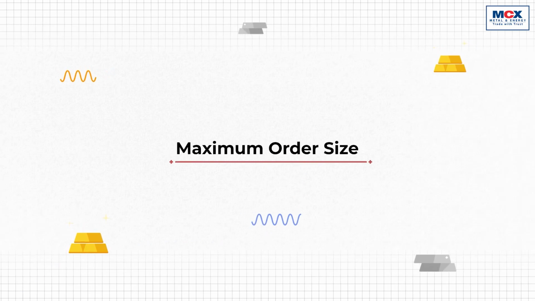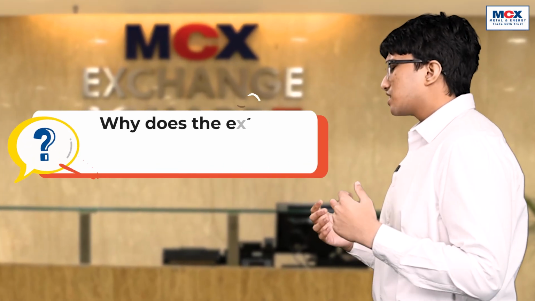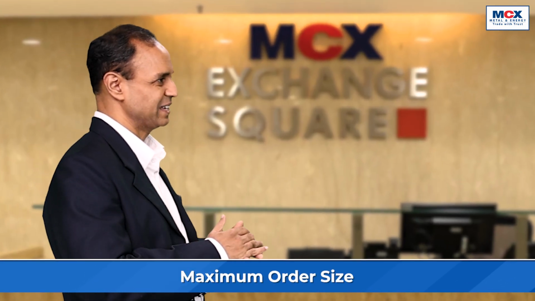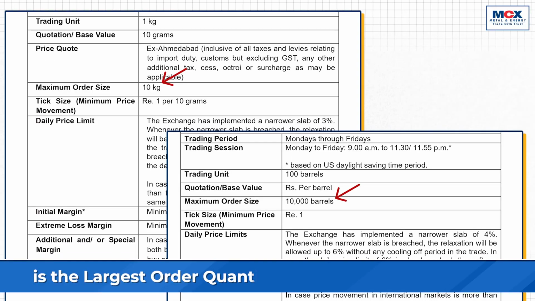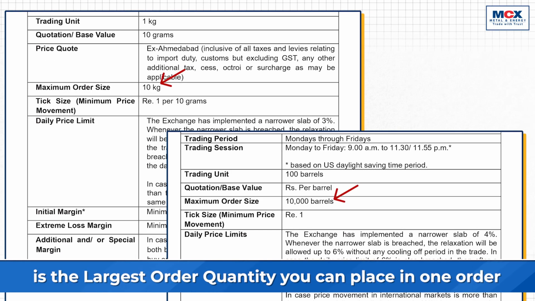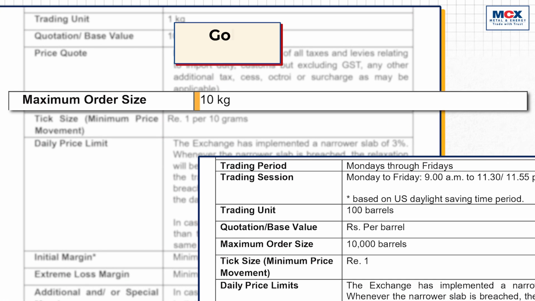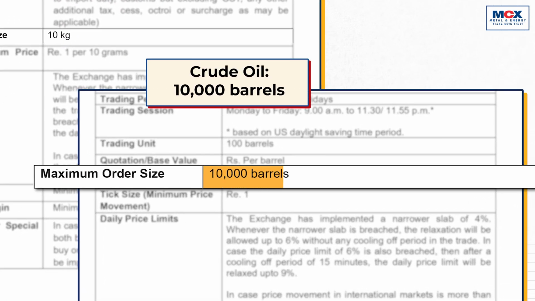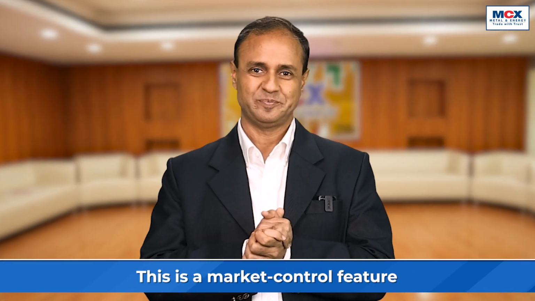Maximum order size. Why does the exchange have maximum order size in contracts? As the name suggests, maximum order size is the largest order quantity you can place in one order. Gold, 10 kg. Crude oil, 10,000 barrels. This is a market control feature.